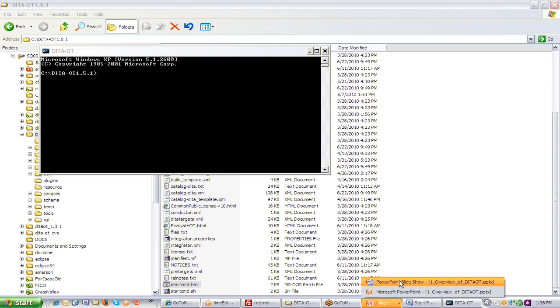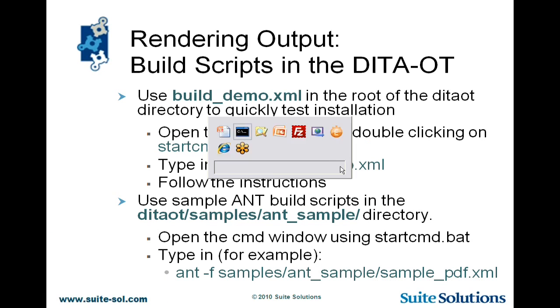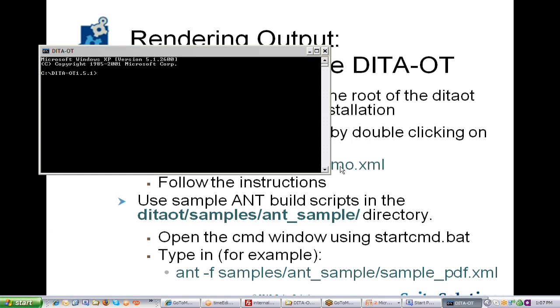Then, as I wrote in the slide here, it's as simple as opening the command window and typing in ant, which refers to the Ant language as we've discussed. -f says that we're calling a file, and then the name of the file, in this case build Demo.xml. What's nice about this file is that it gives you lots of prompts for input, so you don't really have to type any input if you go with the defaults. Okay, so here we go: ant -f build Demo.xml, enter.